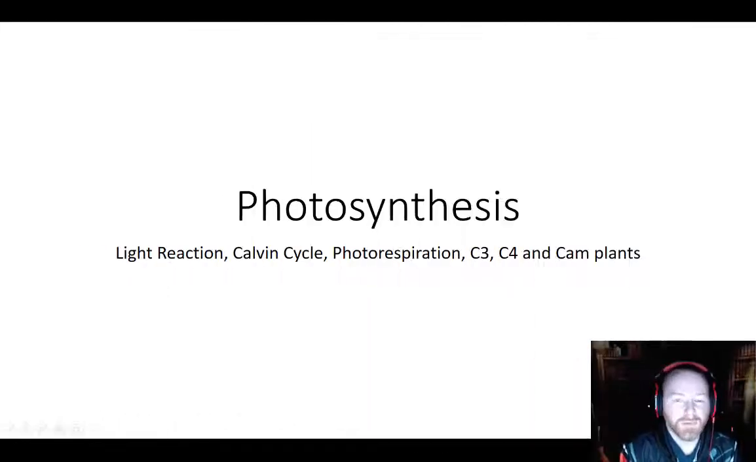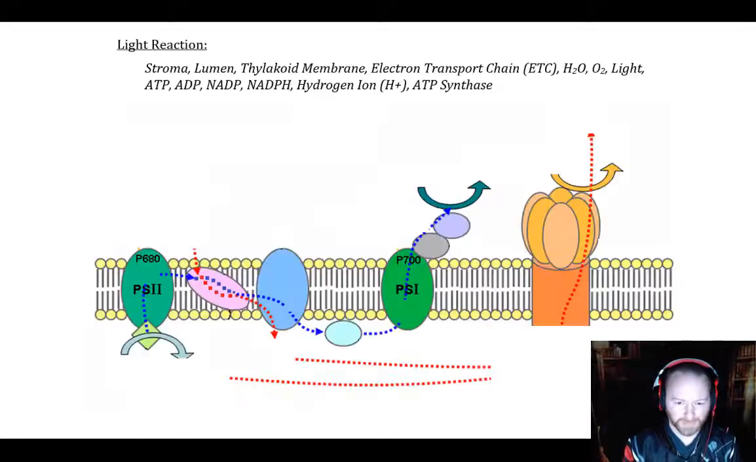So let's take a deeper look into the process of photosynthesis, that being the light-dependent reaction and the Calvin cycle. And then we're also going to look into a process called photorespiration and how plants deal with that problem, which will lead us into C3, C4, and CAM plants.